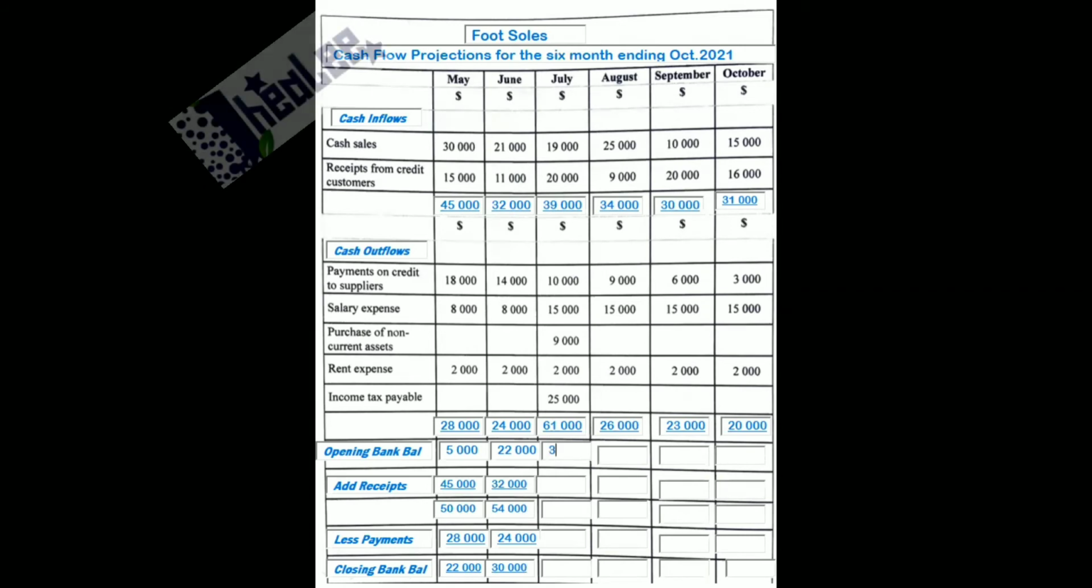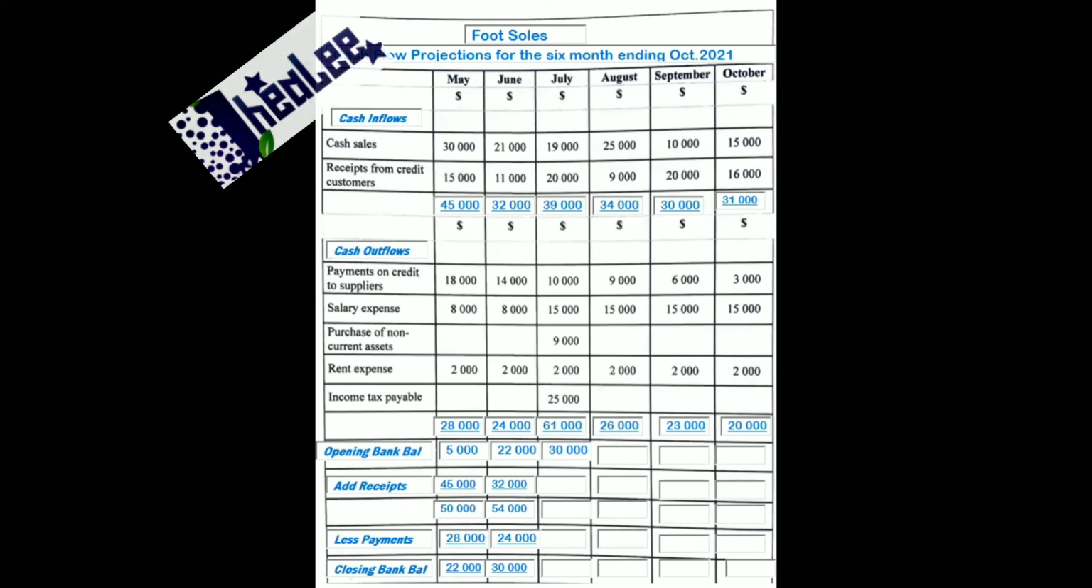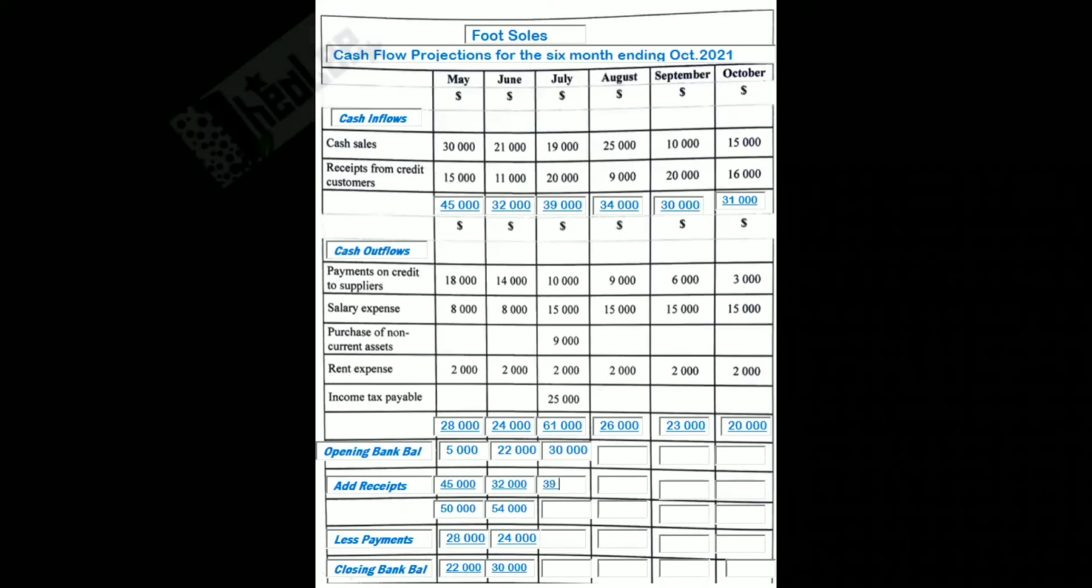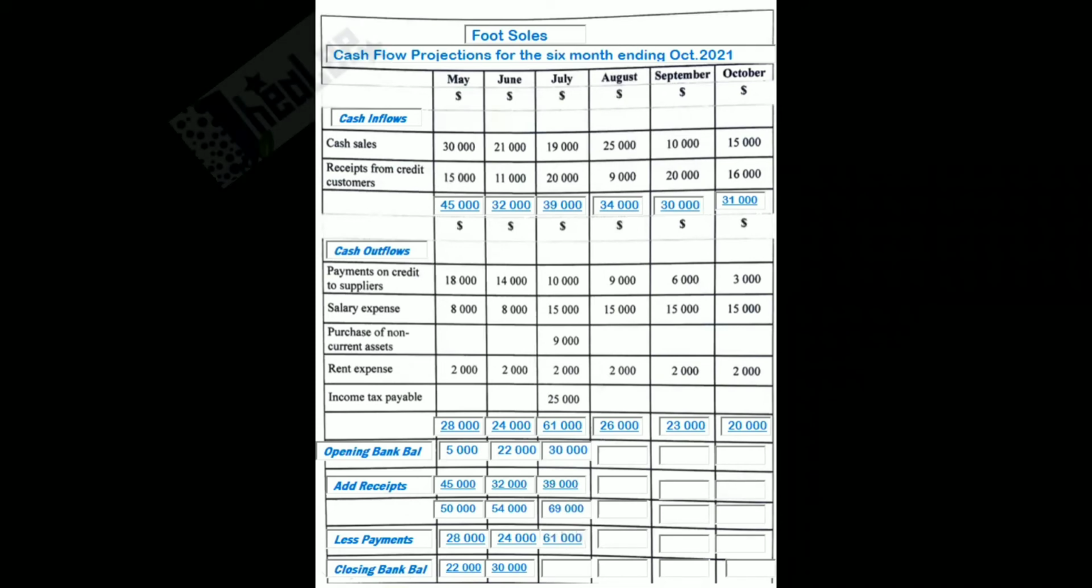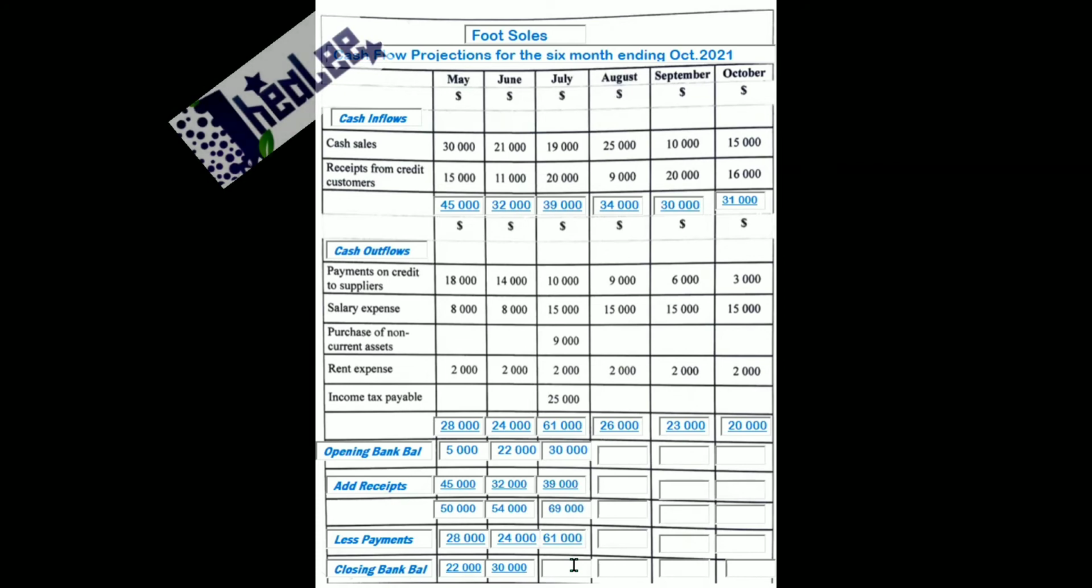So that is 30,000. To that, we add the receipts of 39,000. This 39, when added, gives us 69,000. And from that, we less the payment of $61,000, which gives us a closing bank balance of $8,000. This 8,000 becomes the opening bank balance for the next month, which is August.